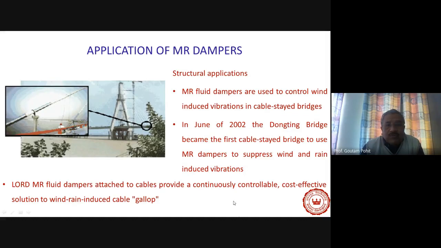One of the manufacturers of MR dampers is the Lord Corporation, USA. Lord MR fluid dampers attached to cables provide a continuously controllable, cost-effective solution to wind and rain-induced cable gallop. We call this large-scale vibration a gallop.